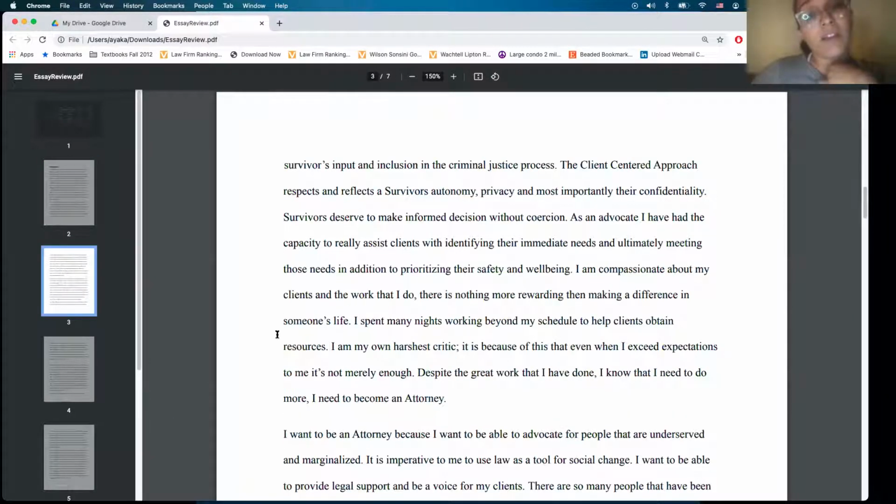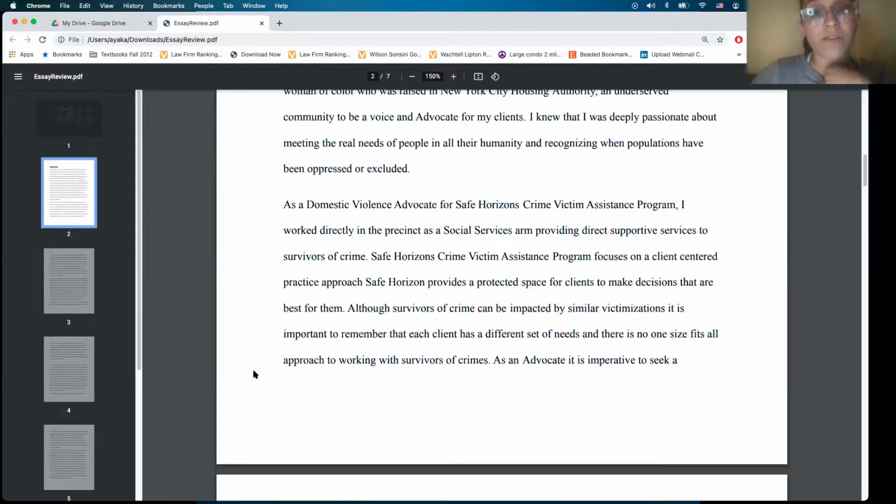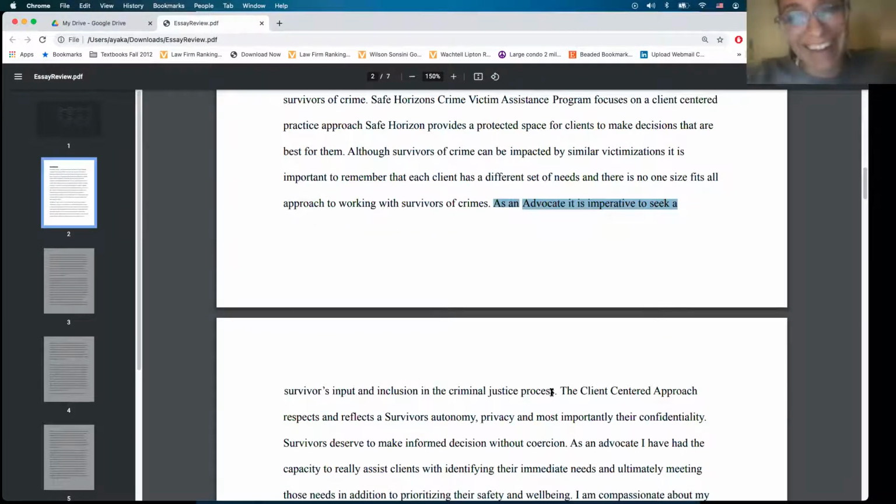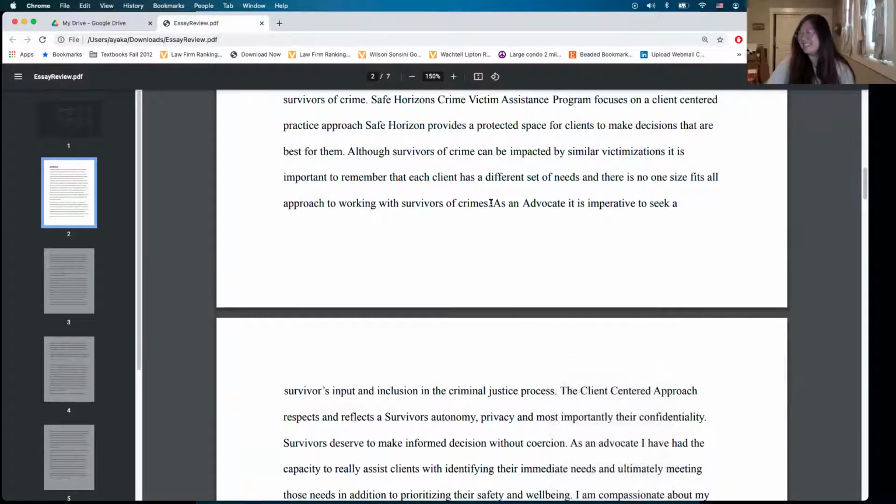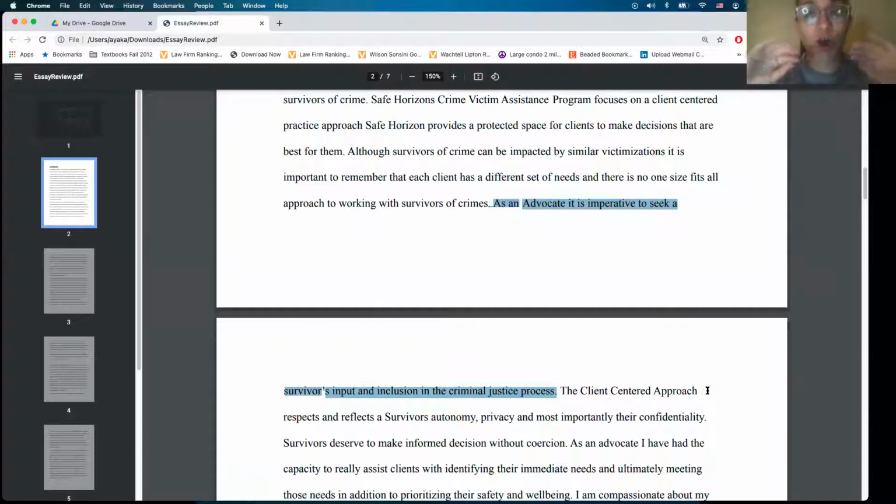No, it's still at the end of the first page. At the very end of the first page, it says, "As an advocate, it is imperative to seek a survivor's input and inclusion in the criminal justice process." That is a sentence I would highlight. Oh my gosh, Ayaka's highlighting it for me. That is a sentence I would highlight and say that could be on a job board posting.